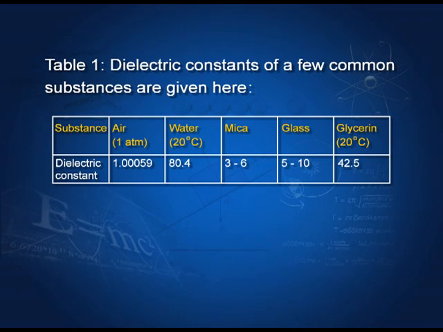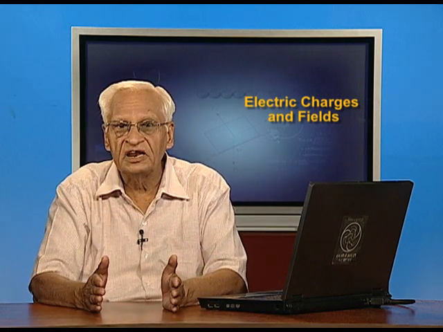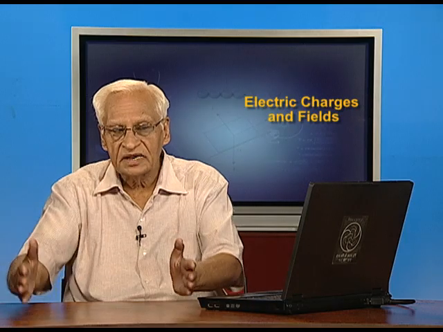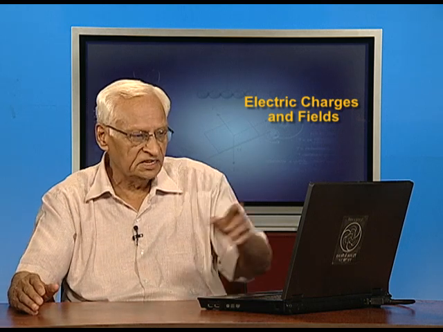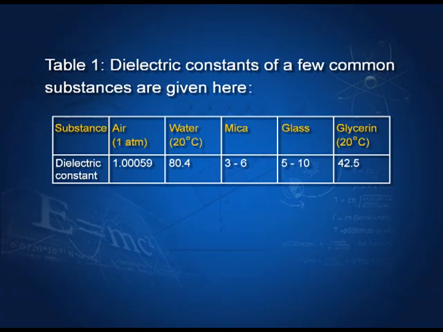What does it mean? It means that if the force is F in vacuum between two charges kept at distance r, then if I keep them in water, same charges, same distance, the magnitude of the force then is 1 by K times, that is, it is 80 times less than that in vacuum. That is the meaning of dielectric constant.